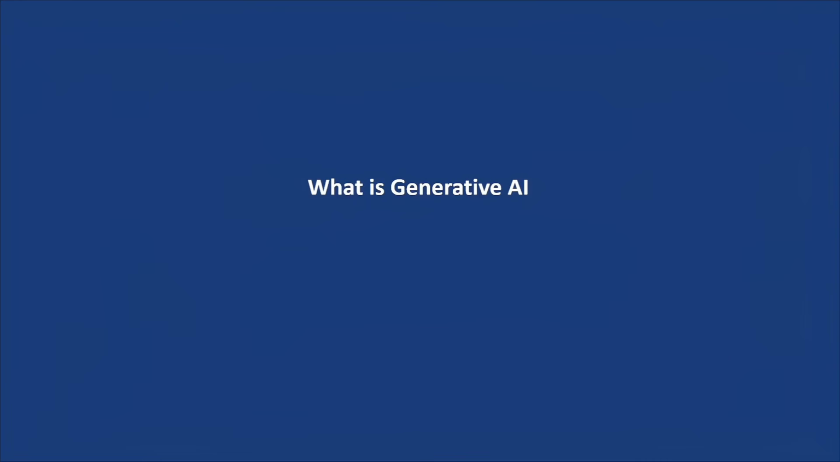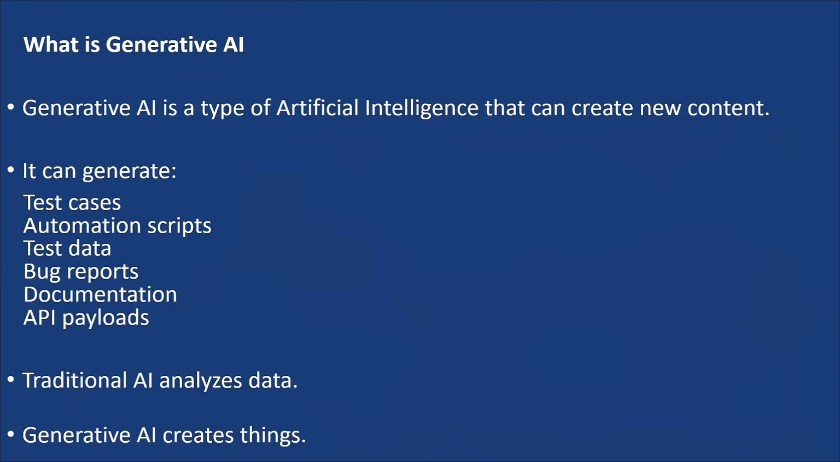So today I will show you how to use generative AI in testing, what generative AI is, and how QA engineers can use it in testing. Many people confuse AI with generative AI, so let me explain this in very simple words. The very first thing is, what is generative AI? Generative AI is a type of artificial intelligence that can create new content. It can generate test cases, automation scripts, test data, bug reports, documentation, and API payloads. While traditional AI analyzes data, generative AI helps you in creating things for you.